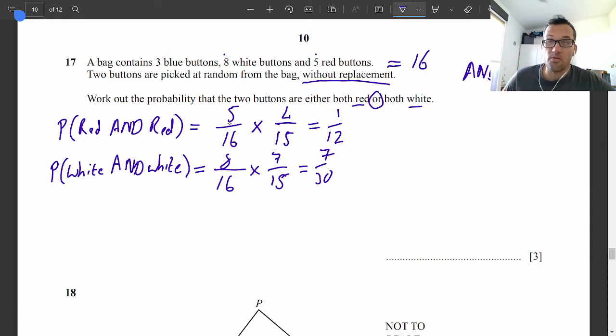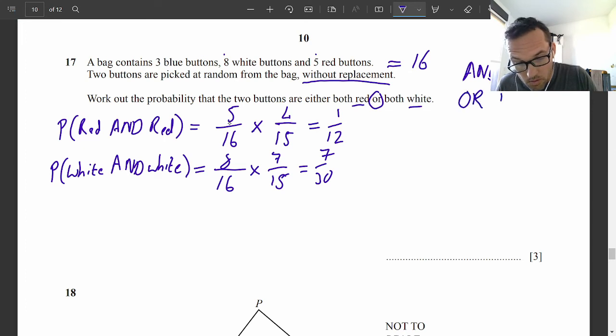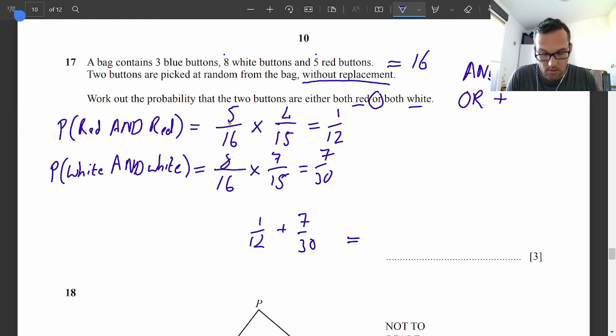Alright, so remember these are two events. They're not both going to happen. It's the one or the other. So we're doing the OR rule, which means add. We need to add this together. 1/12 plus 7/30. And that will give us our final answer, 19/60. If you want to write it as a percentage or decimal, that is fine.